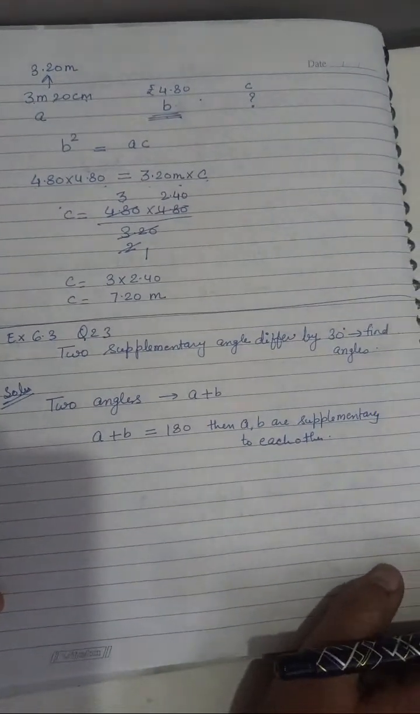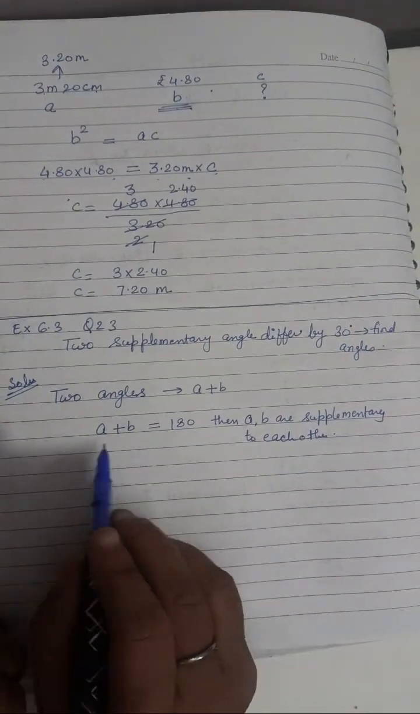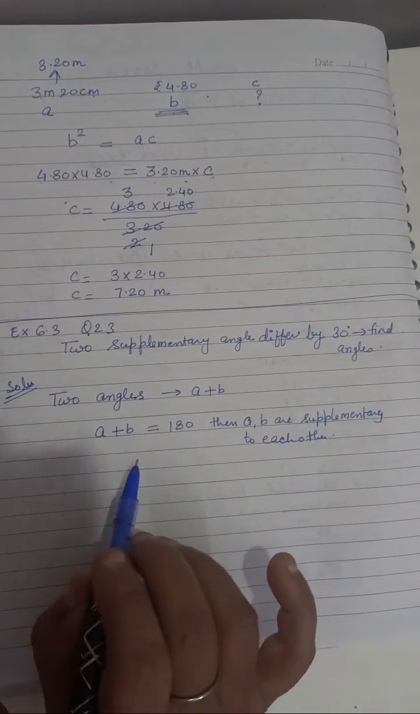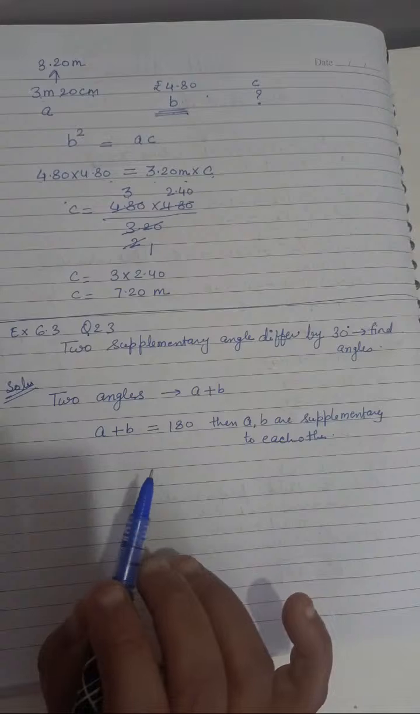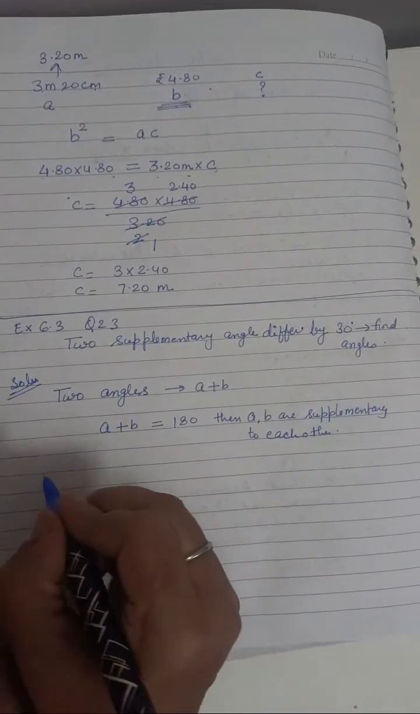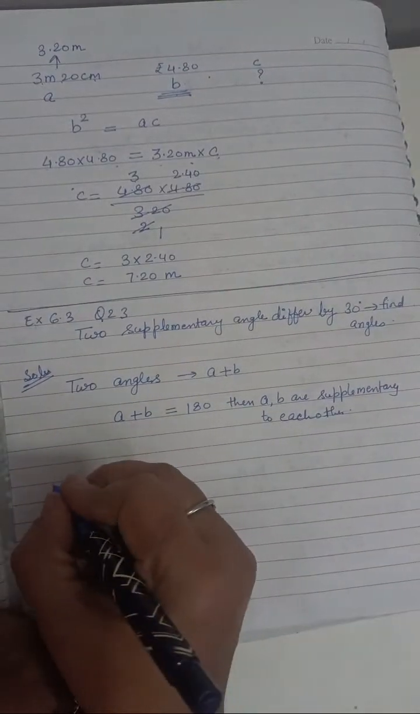ये क्लियर हो गया कि if you are taking the two angles, their sum will be 180 degree, so they will be known as the supplementary angle. Okay, so up we are going to proceed with the solution.